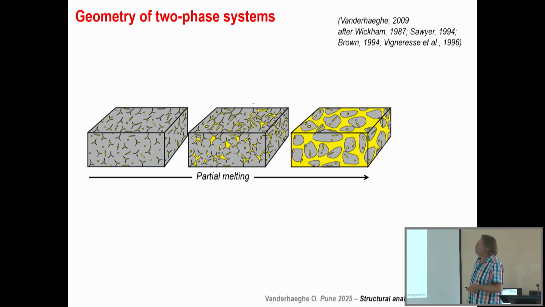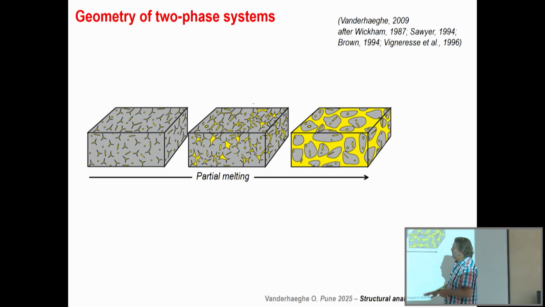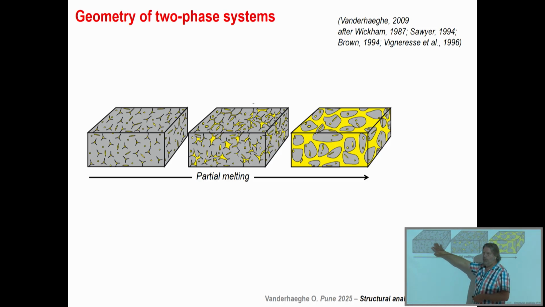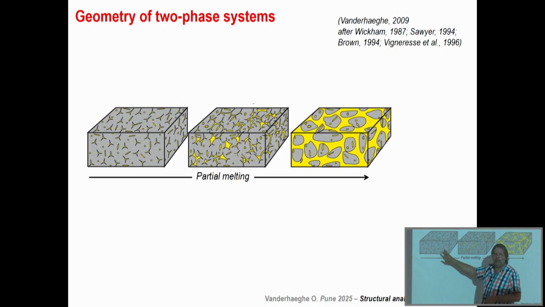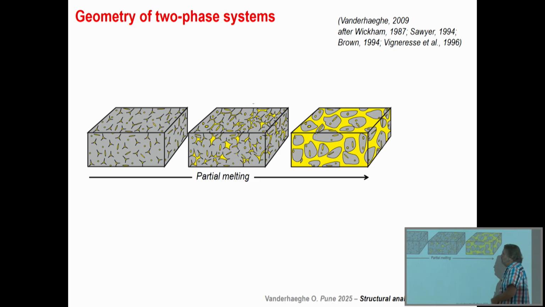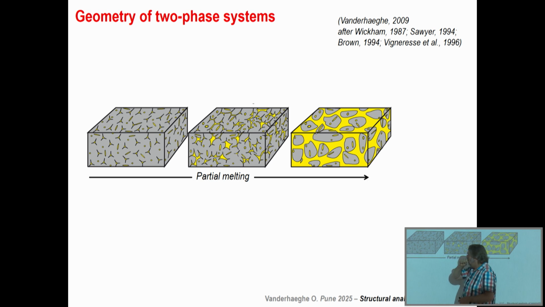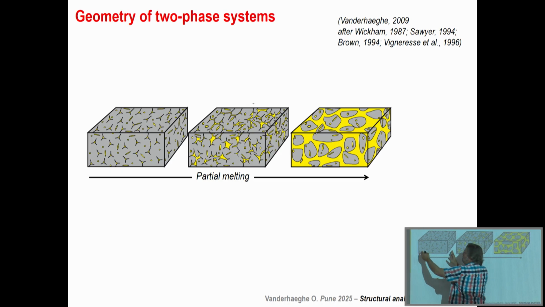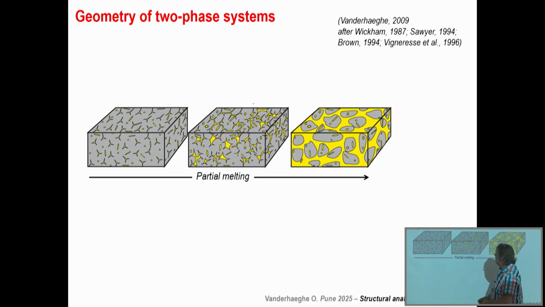So, the geometry of a two-phase system. In the following, the gray represents the gneiss, and the yellow the silicate melt. So that's conceptual. At first, the first melt drops will occur between grains and be isolated from each other. If they are isolated at the grain scale, they cannot connect, they cannot migrate. So at this scale, the system is closed. All the melt is preserved in the rock.